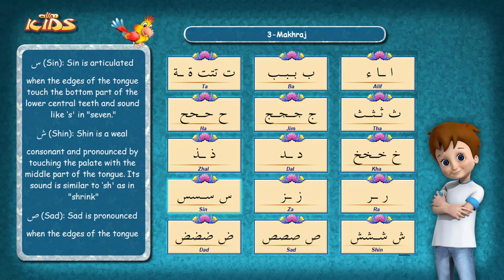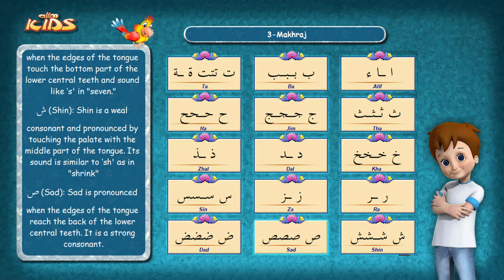Sin. Sin is articulated when the edges of the tongue touch the bottom part of the lower central teeth and sounds like S in seven. Shin. Shin is a weak consonant and pronounced by touching the palate with the middle part of the tongue. Its sound is similar to sh, as in shrink. Sad. Sad is pronounced when the edges of the tongue reach the back of the lower central teeth. It is a strong consonant.